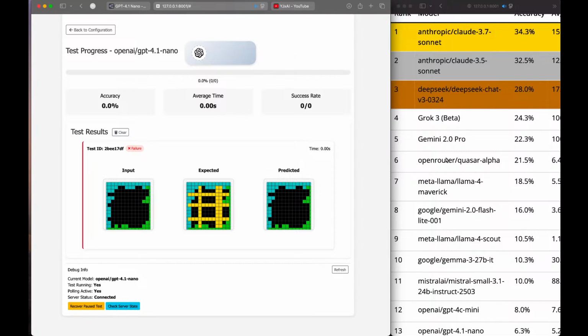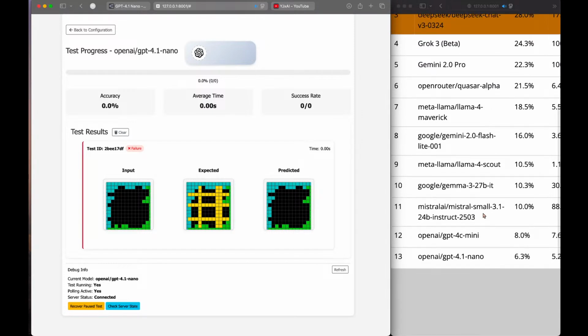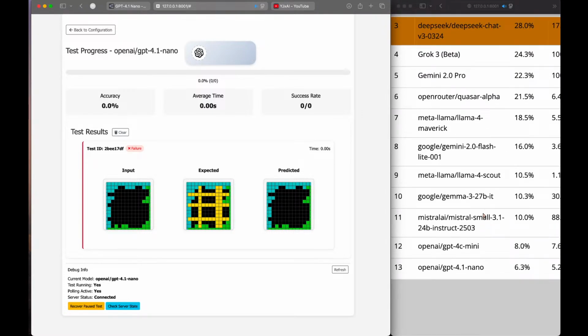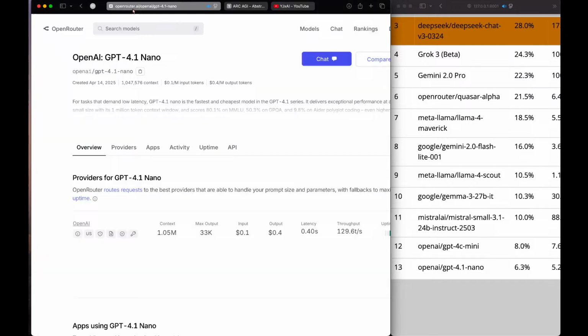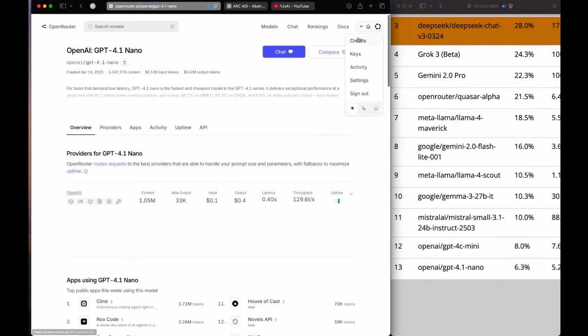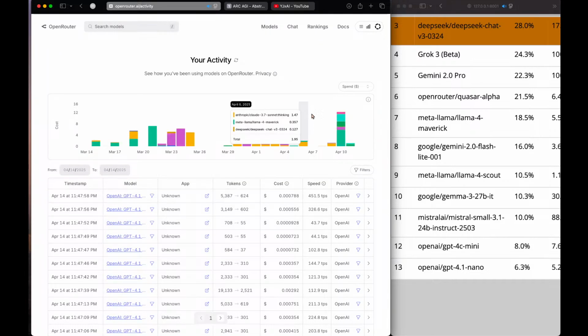Okay, the test was completed, I guess. And GPT 4.1 Nano has been added, guys, to the list, right at the bottom. 6.3%. It's right at the bottom. And now let's see how many credits we have now. It shouldn't have cost more. Let's see. It's not mentioned. I think it was way cheaper.